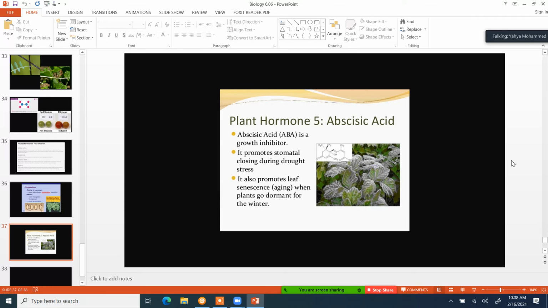So stomatal closing, what is that? Just a second. All right, Anas, are you there? Yeah. All right, so what does that mean? Stomatal closing during drought stress. I don't know, not sure. What is a stomata? Do you know what is a stomata? They're like microscopic pores on the leaf.